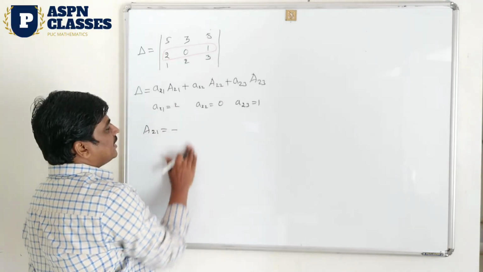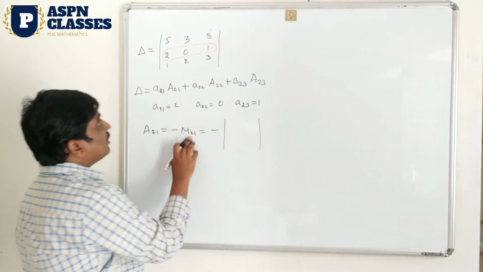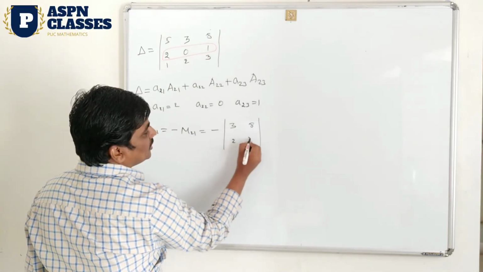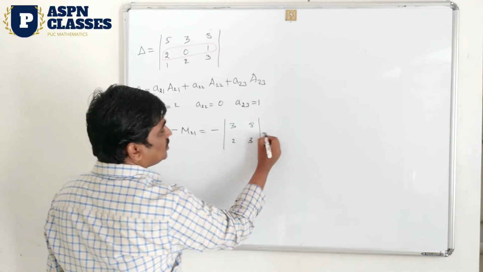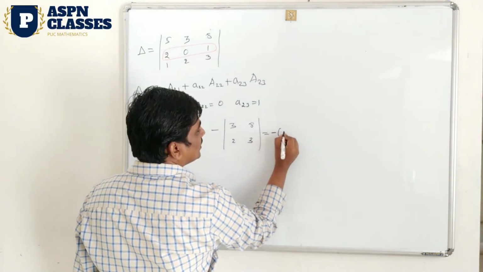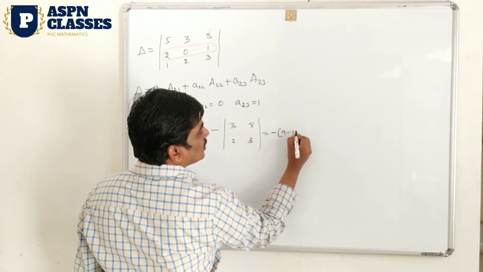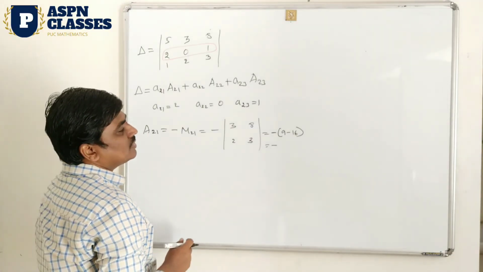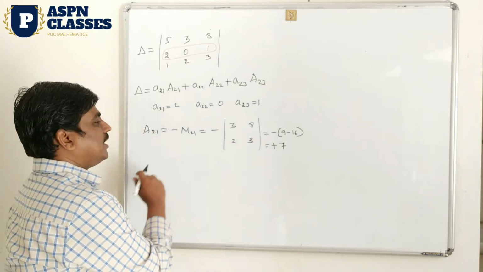Then write the minor M21, with the minus sign. For M21, the second row and first column get cancelled. What is remaining here? 3, 8, 2, 3, correct? Now simplify these values. 3 into 3 is 9. Don't forget the minus sign, write it as it is. 3 into 3 is 9, minus 8 into 2 is 16. Then you get minus 7, and with the minus sign outside, plus 7 is the answer. Okay.